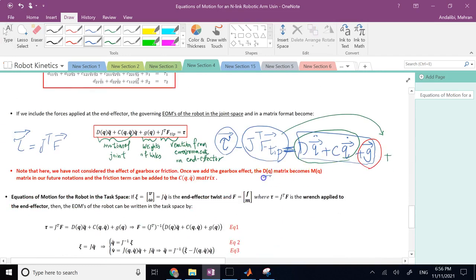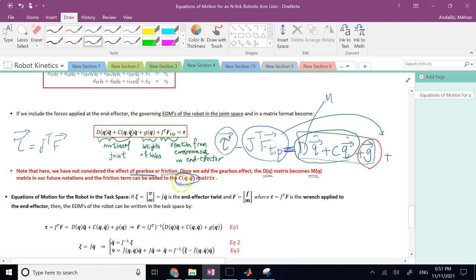Okay, so the D matrix becomes the M matrix, and instead of D times q double dot, this becomes M times q double dot. That's all I'm saying: you're going to see me changing from D to M in the future. That's because we have not considered the effect of the gearbox and the internal effects of the DC motors, especially the gearbox, which is the dominant one. The other thing is the friction. We have not discussed the effect of the friction on the joints yet. If we do that, that friction term will be added to our C matrix.